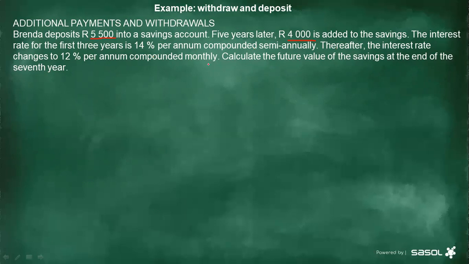I did explain this one. Remember, we just did this one where we have 2 interest rates. But what is new on this one is when the money is added now. How are we going to calculate that? Calculate the future value of the savings at the end of 7 years.